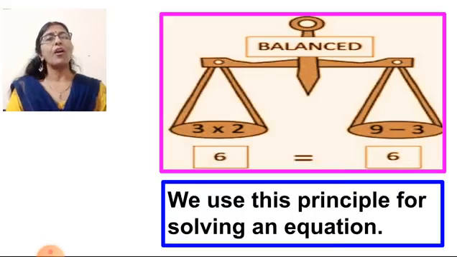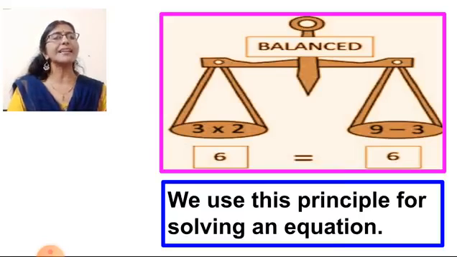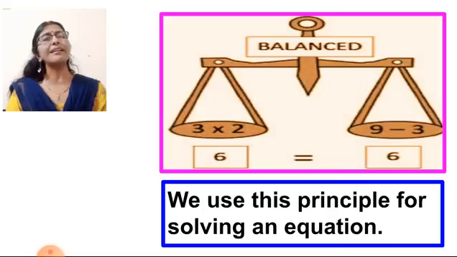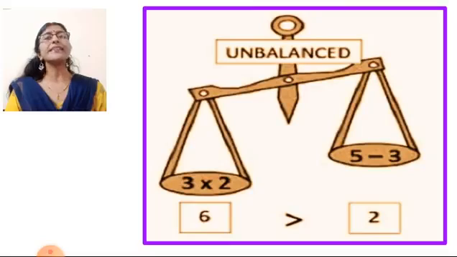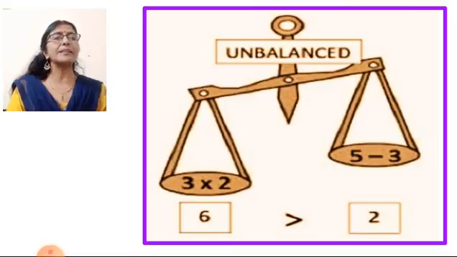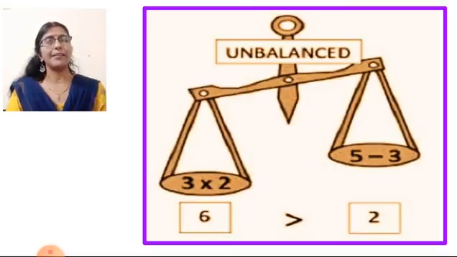Now here you can see on the left hand side of the balance 3 multiplied by 2 is 6 and 9 minus 3 is also 6. So you can see both of them are equal. So that's why it is balanced. Now here you see it is unbalanced. Why has it become unbalanced? Because the weights are not the same. So weights are nothing but the numbers. Weights are given here in the form of numbers. So 3 multiplied by 2 is 6 and 5 minus 3 is 2. So it is not balanced. They are not equal. 6 is greater than 2. So we have to balance it. This weighing balance is just imaginary.